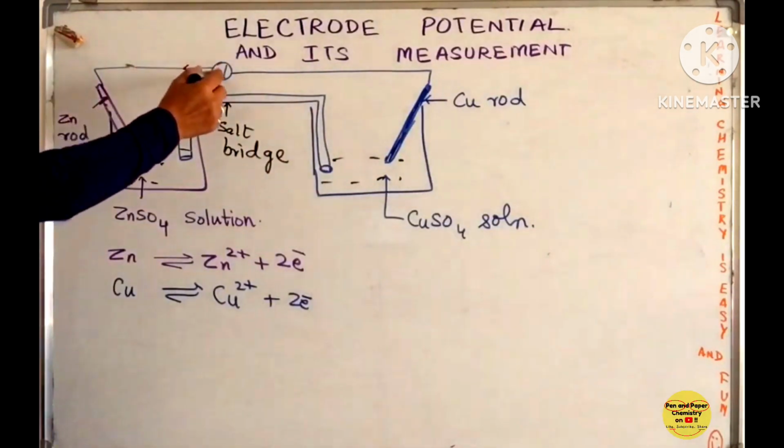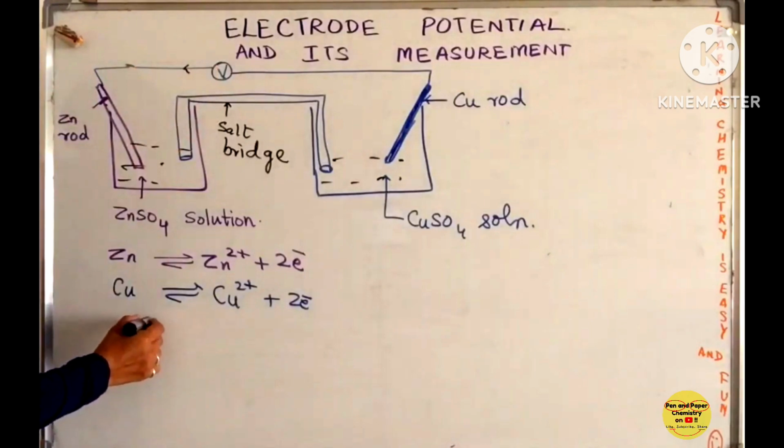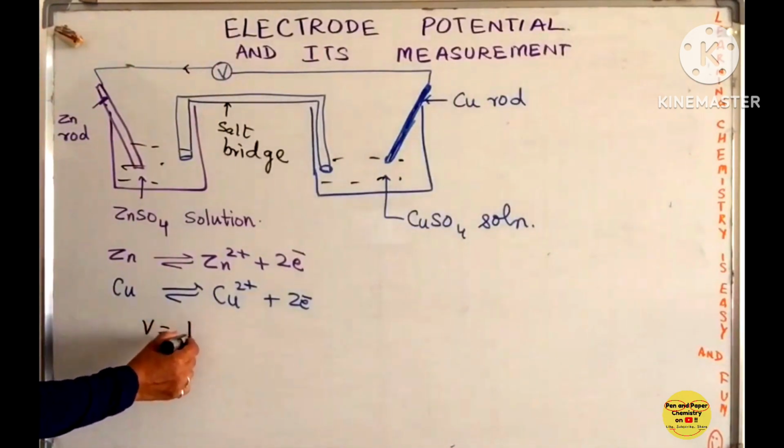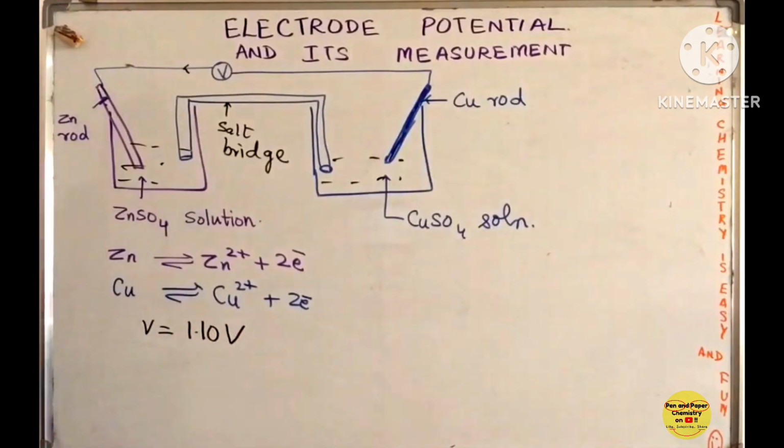Now if we connect a voltmeter over here, we find that the potential difference shown by the voltmeter is 1.10 volt. Now this may be sounding all French. So let me break it down first.